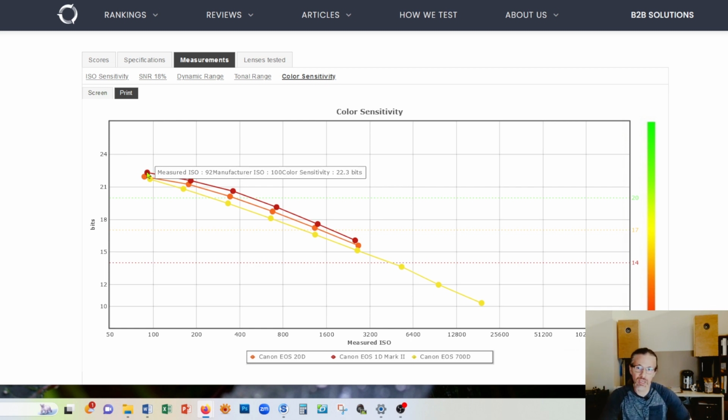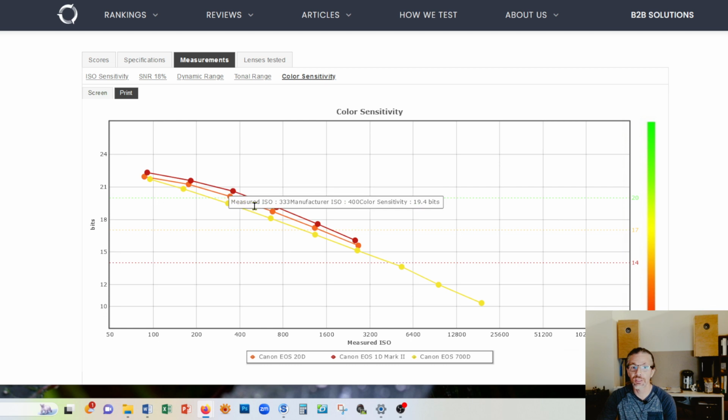Not that much. They are relatively close, but if you look at the photos at ISO 100, the 1D Mark II has noticeably better color. So even that half a bit difference, although it seems very tiny on paper, in reality it will show up as noticeably nicer colors. And as we go higher with the ISOs, we will have less and less color information.